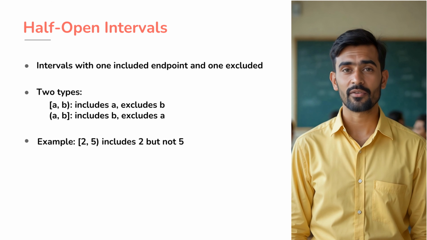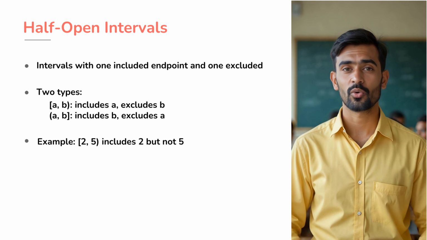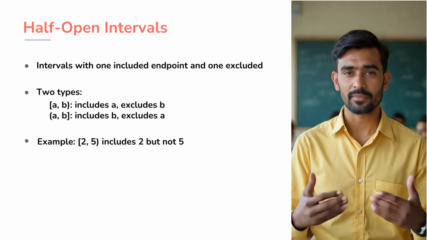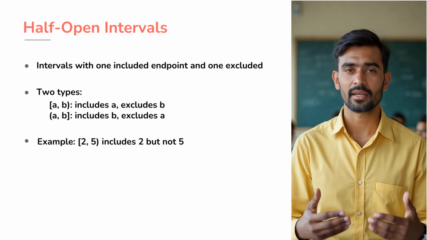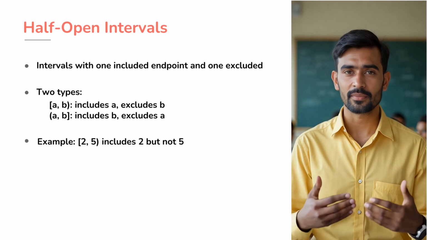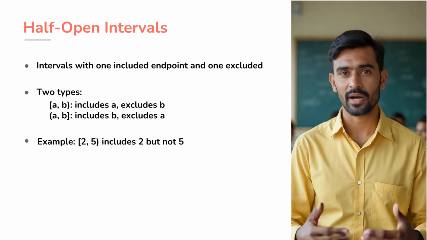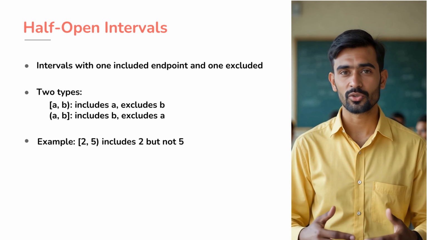Now let's look at half-open or semi-open intervals where only one endpoint is included. There are two forms: square bracket a comma b close bracket includes a but excludes b. Open bracket a comma b square bracket includes b but excludes a.